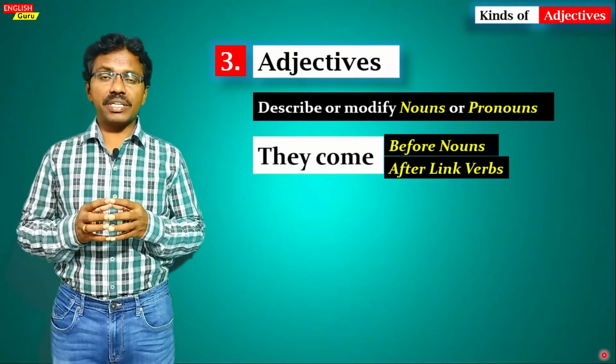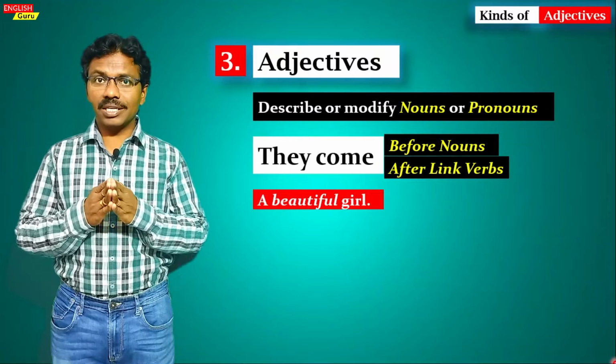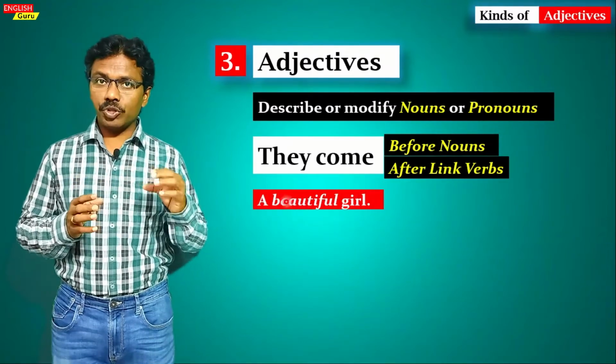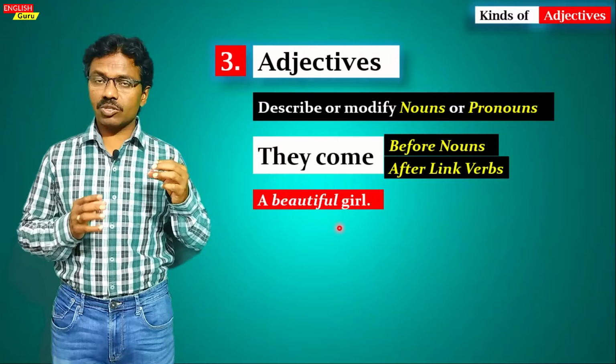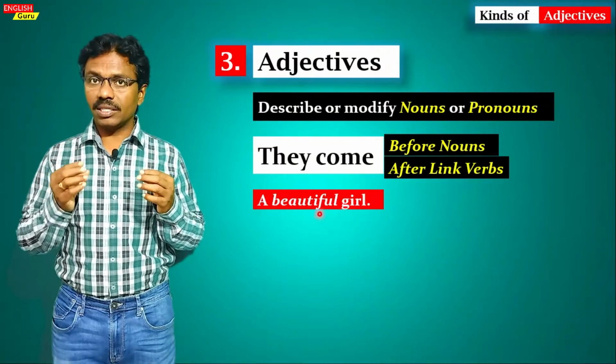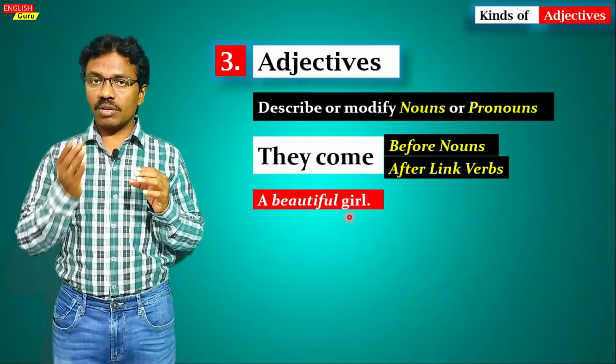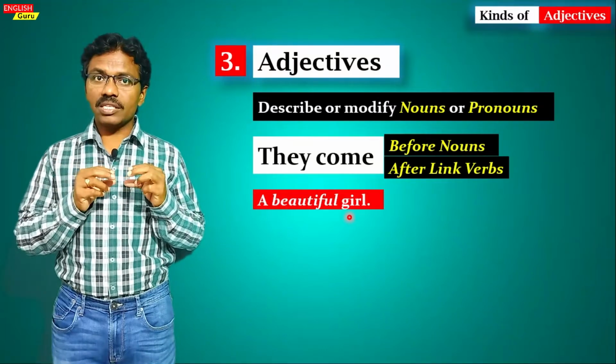For example, if you take a sentence, a beautiful girl. Here the word girl is a noun and beautiful is an adjective, and this is qualifying the girl, and girl is a noun. So beautiful came before a noun and it is qualifying the noun. So it is an adjective.